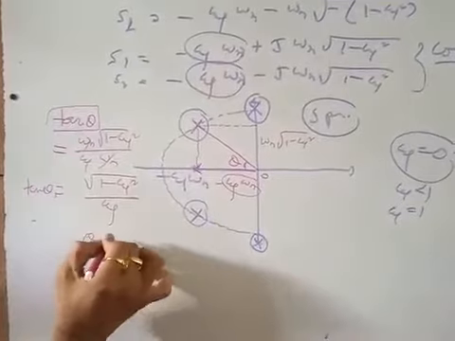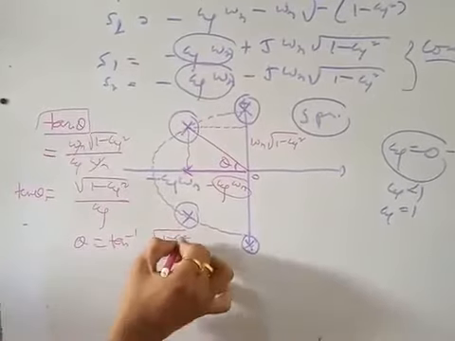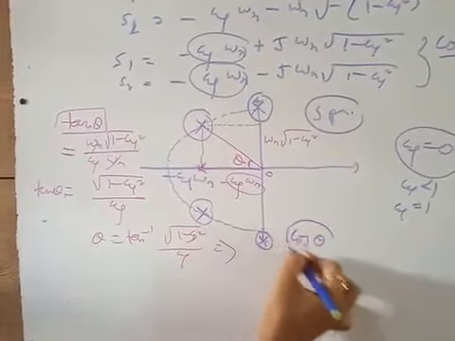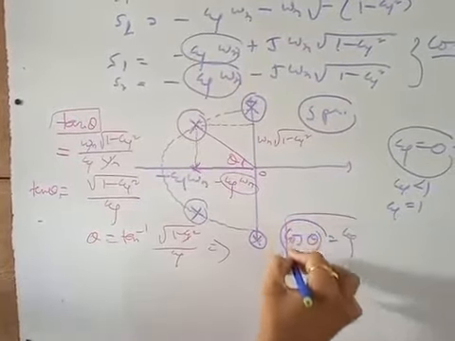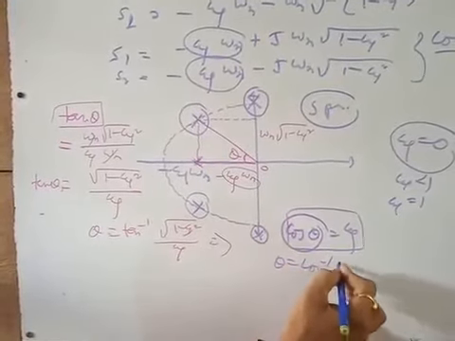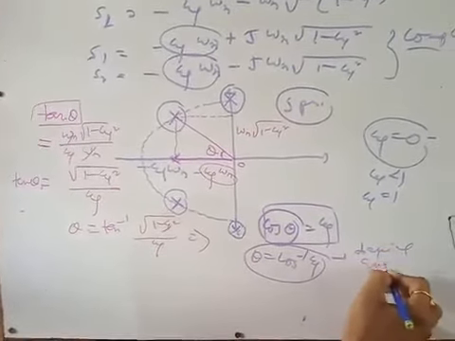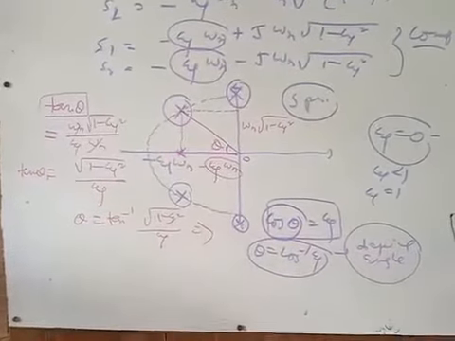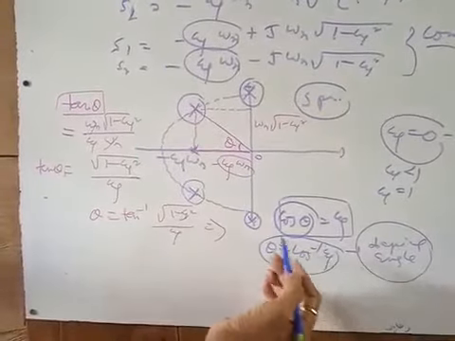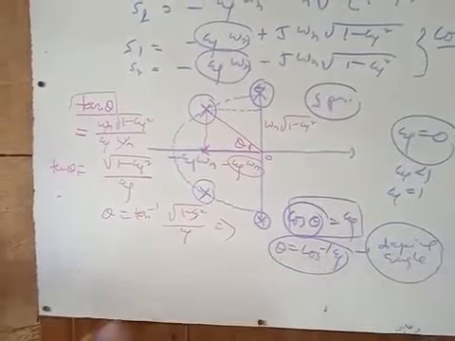So theta is equal to tan inverse of root over 1 minus xi square by xi, and from this you get the value of cos theta. Cos theta is equal to xi, or in other words theta is equal to cos inverse of xi, and this angle is known as the damping angle. This damping angle plays a very important role when we discuss the root locus plot in future. This damping angle is directly related to the damping ratio xi by the formula theta is equal to cos inverse xi.